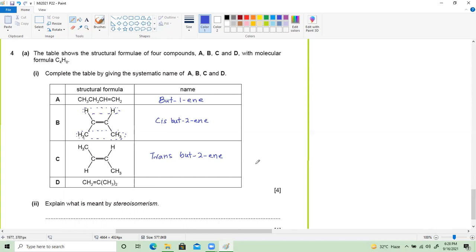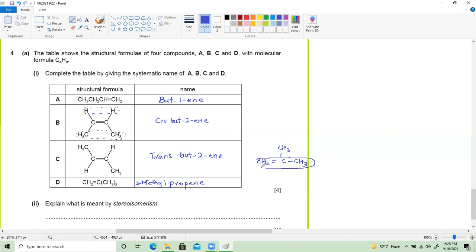Now, what about this one? The structure can be represented like this: CH2 double bond C and CH3 whole 2. So what is it called? It's 2-methyl, or simply you can say methylpropene.